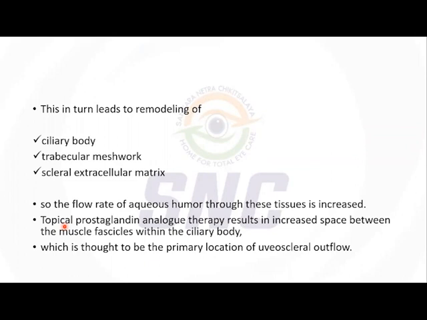So the aqueous humor flow through these tissues increases, and topical prostaglandin analog therapy results in increased space between the muscle bundles within the ciliary body, which is the primary location of the uveoscleral outflow. So the outflow is increased.